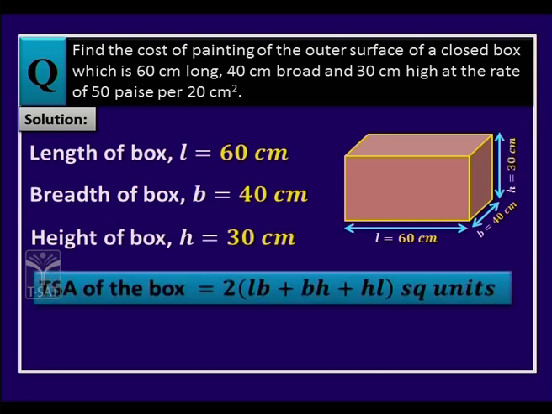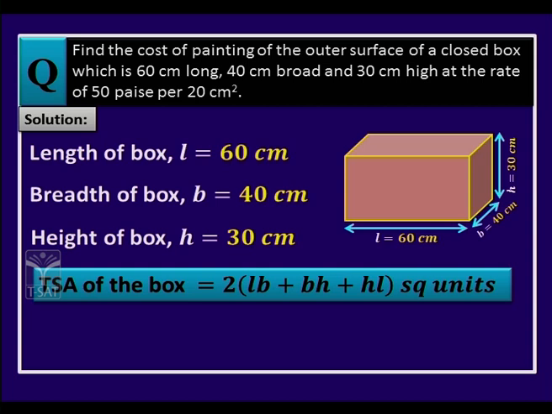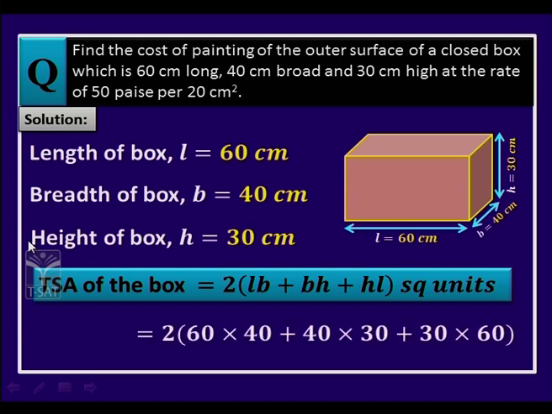Got it, children? Then what is the formula to find the TSA of a cuboid? 2 into LB plus BH plus HL square units. But why are we using this? We are asked to find the cost of painting the outer surface of a closed box. This is a closed box, so all 6 surfaces need to be painted. That is why we need to calculate the total surface area of the box. Got it, children?